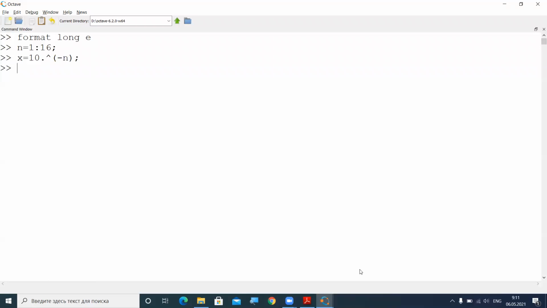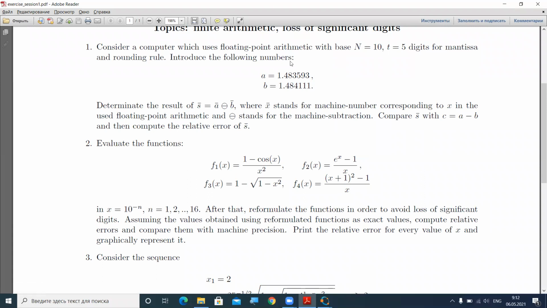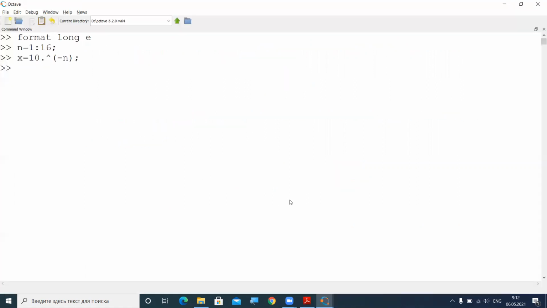And now let's write f3. So f3 here is 1 minus the square root of 1 minus x squared. f3 is equal to 1 minus sqrt, in MATLAB sqrt denotes the square root, of 1 minus x squared. Is this clear?